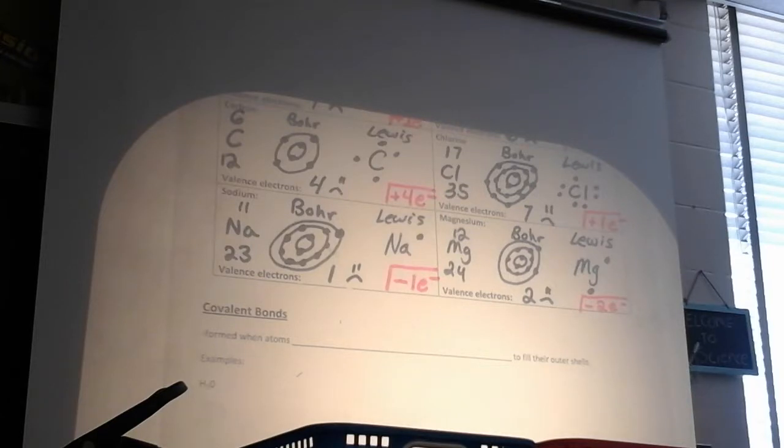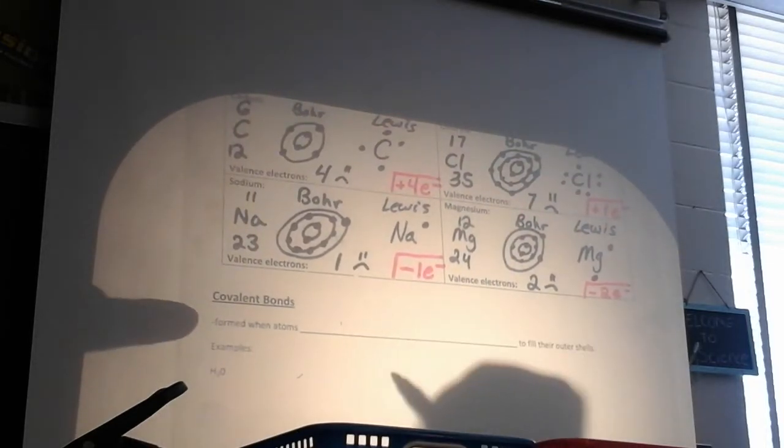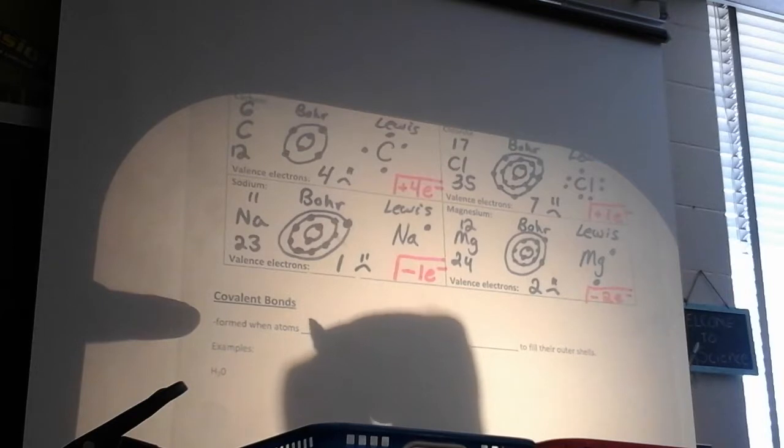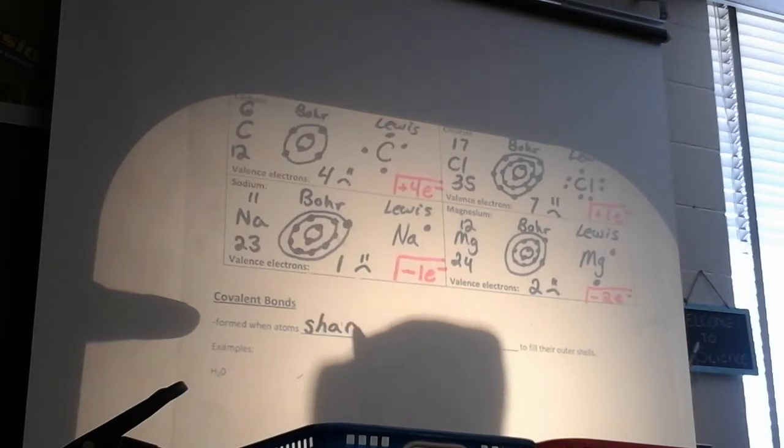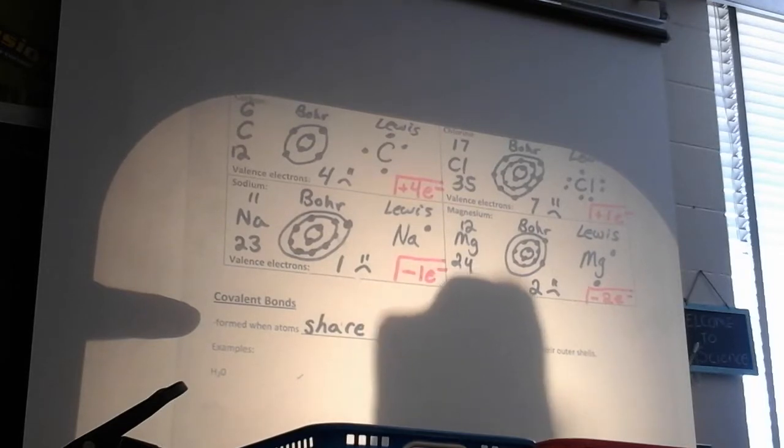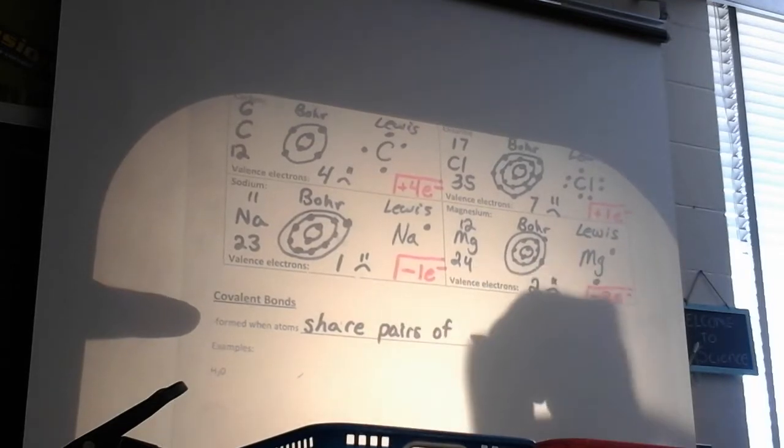So a covenant or a covalent bond is when atoms are actually forming, we're going to call them packs, between each other using their electrons. So our definition here, what we want to fill in, is covalent bonds are formed when atoms share pairs of electrons.